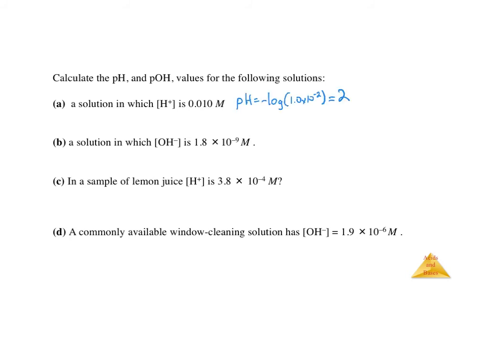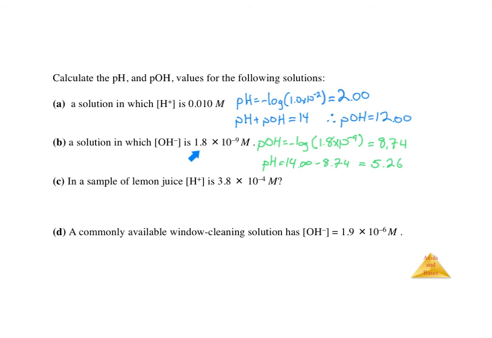So first, we can find the pH by taking the negative log of the proton concentration, which was given. From there, we know the relationship between pH and pOH. They equal 14. Therefore, for part A, the pOH is 12, the pH is 2. Given the hydroxide concentration, we can find the pOH, the negative log of the hydroxide concentration. The pOH is equal to 8.74. We can then find the pH. 14 minus the pOH equals a pH of 5.26.